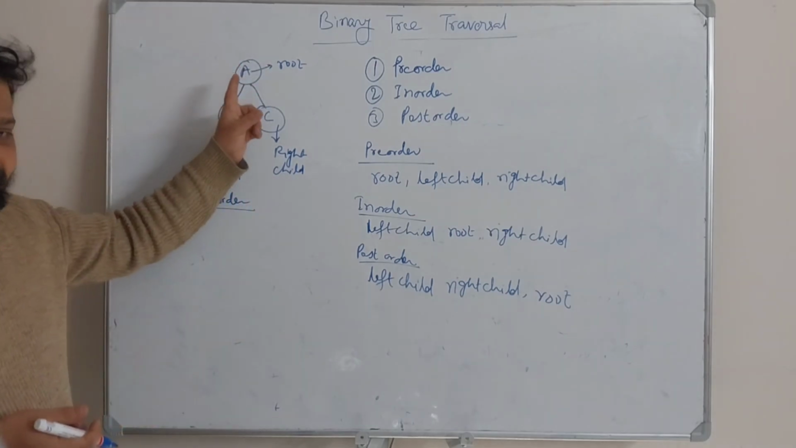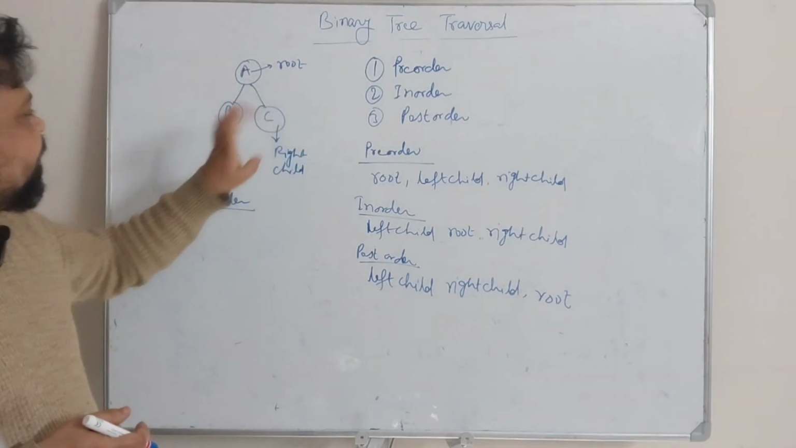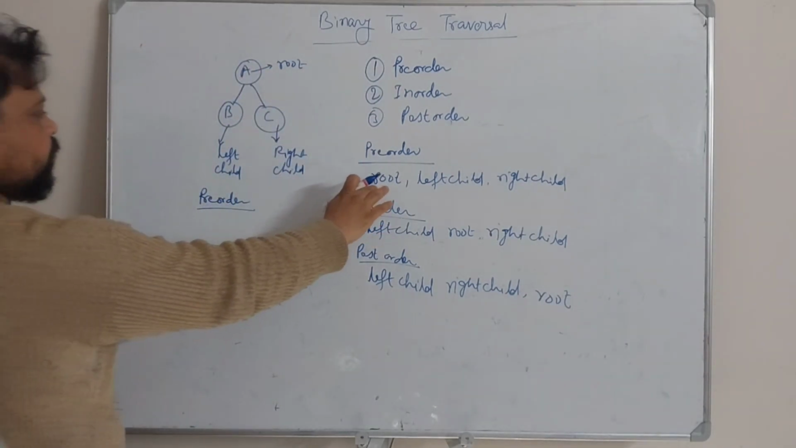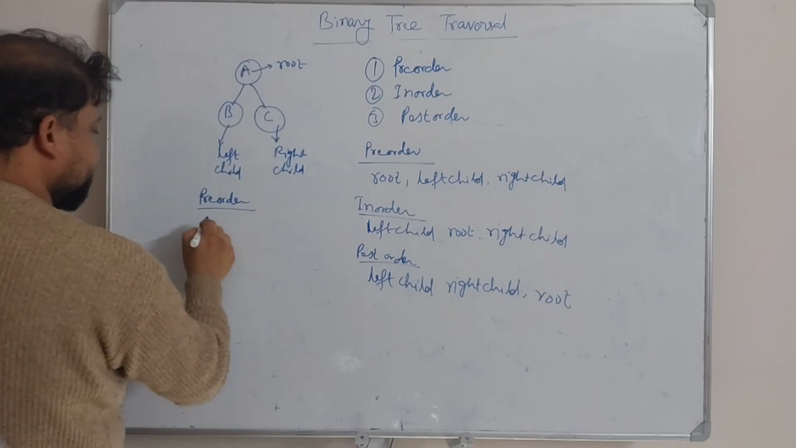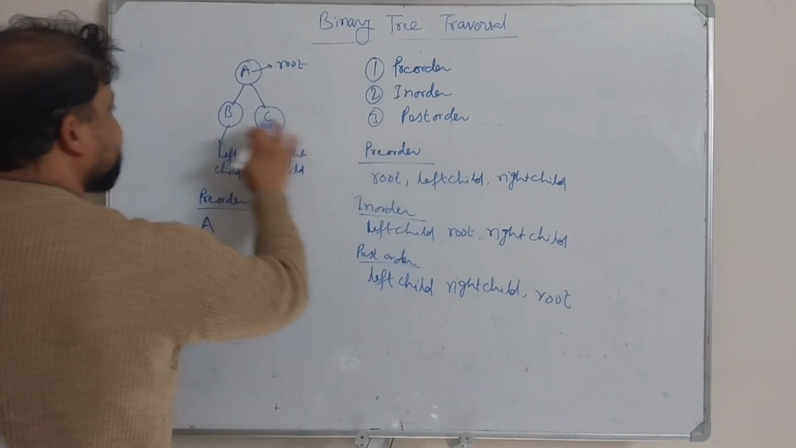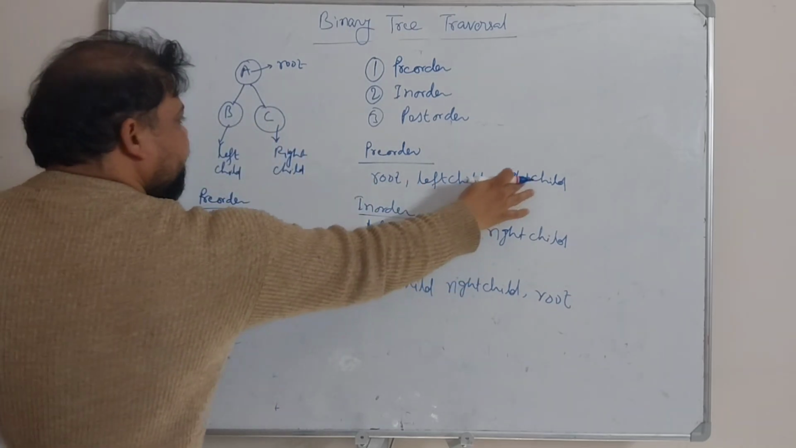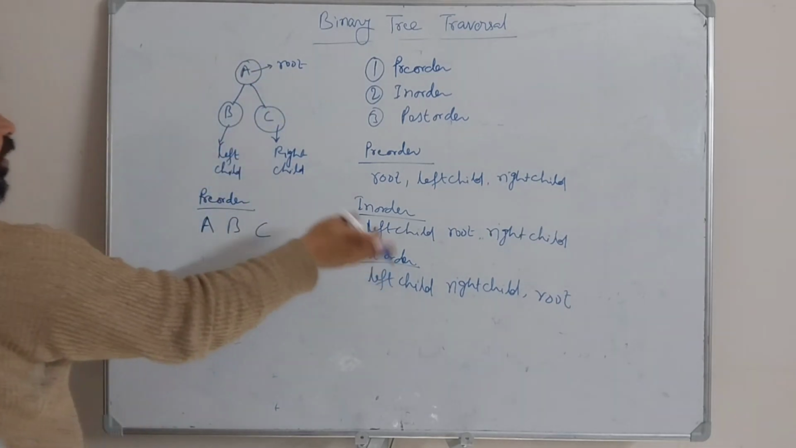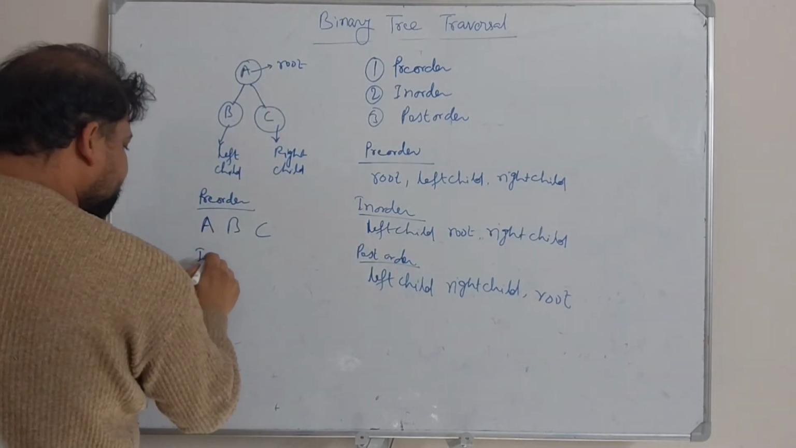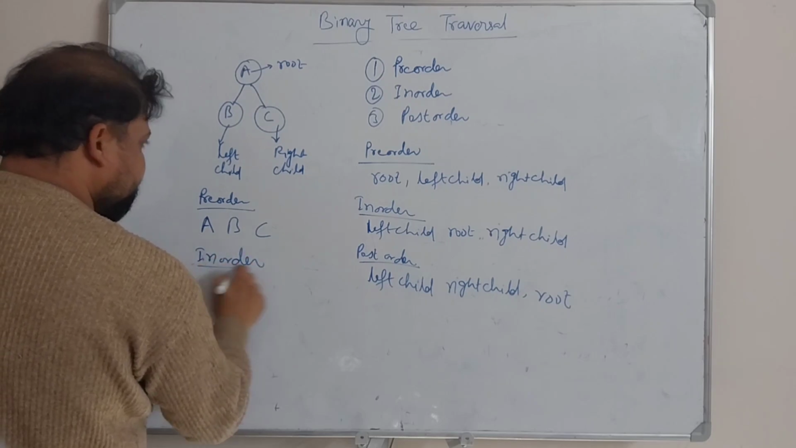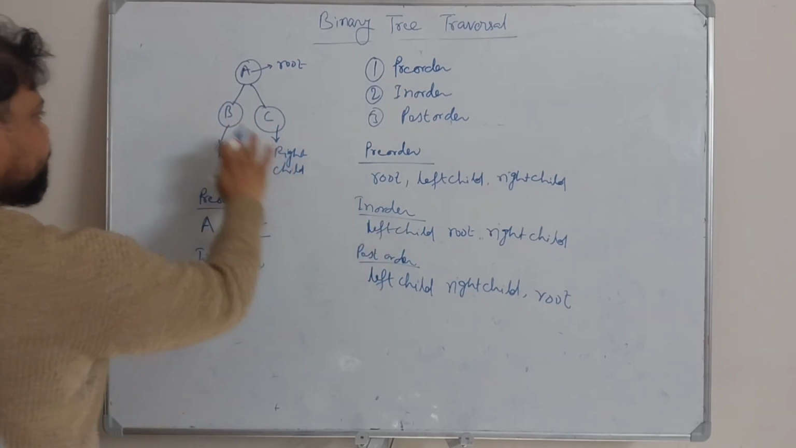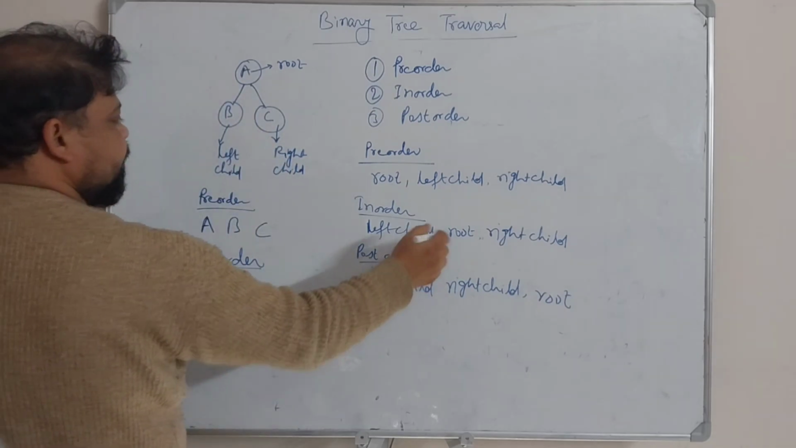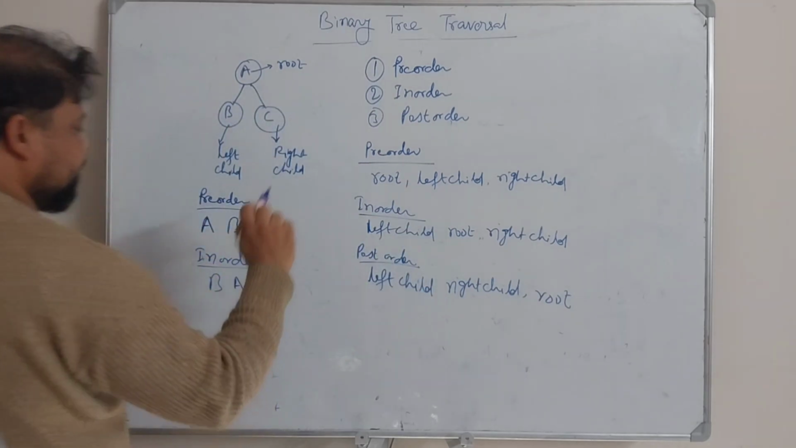On the left side there is one node, and on the right side there is one node. So directly you will do it. Root is A, so A is there, then left child is B, and right child is C. So that is the pre-order traversal sequence of this tree. If I traverse in in-order, it will take left child, so left child is B, then root, and then the right child, so C.